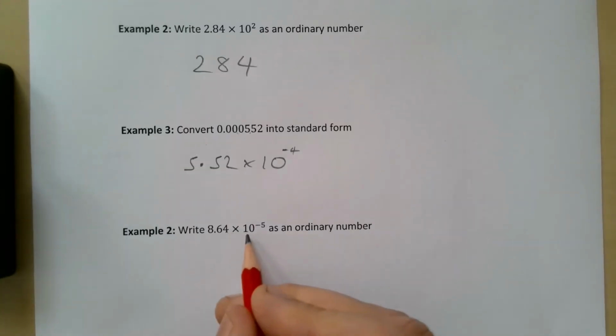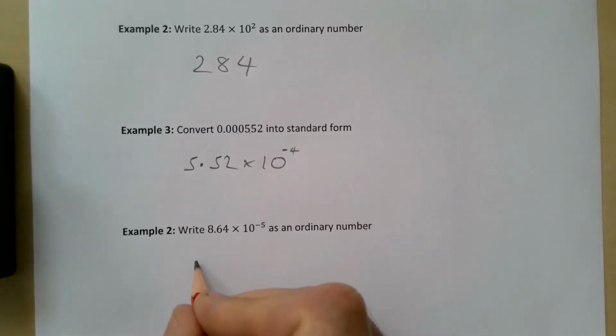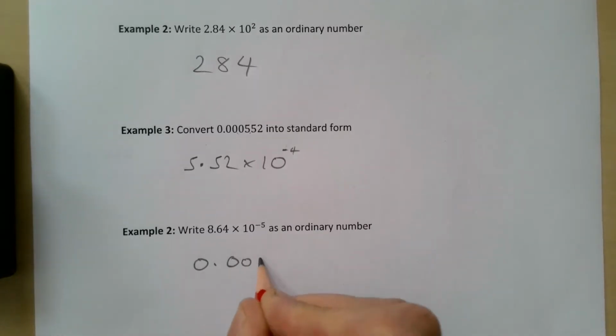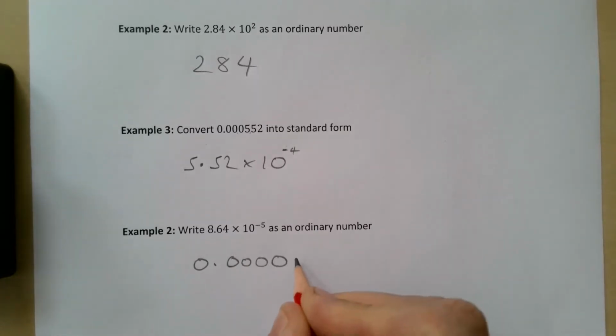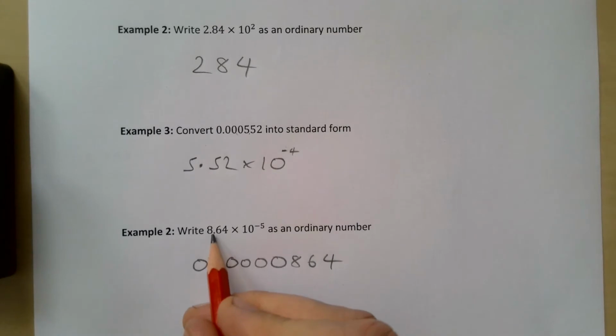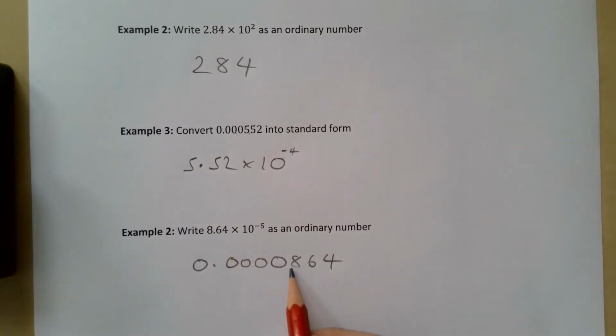Finally then, 8.64 times 10 to the minus 5. So that's going to be a small number, 0.000864. I nearly write the thing out and then check after that I've got it in the right place. So it's currently here. So we're going 1, 2, 3, 4, 5. So that then is what the original ordinary number must have been.